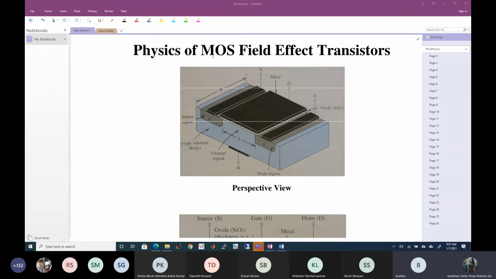Now we are discussing MOSFETs. MOSFET is metal oxide semiconductor field effect transistor. Metal, basically the gate used to be a metal before, so it's shown over here as a metal.